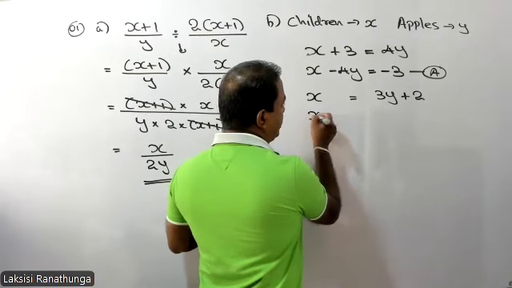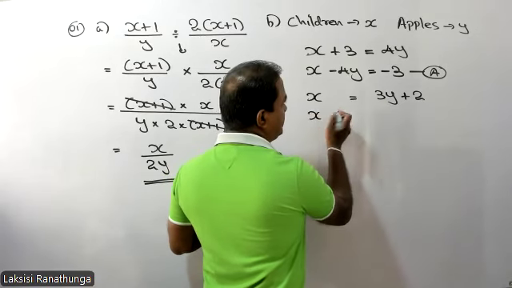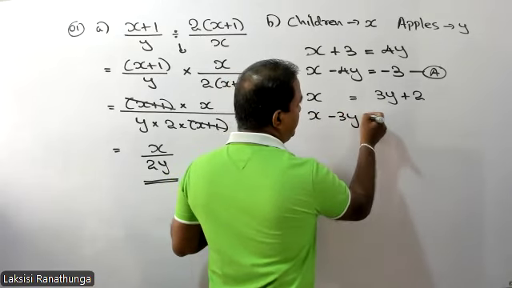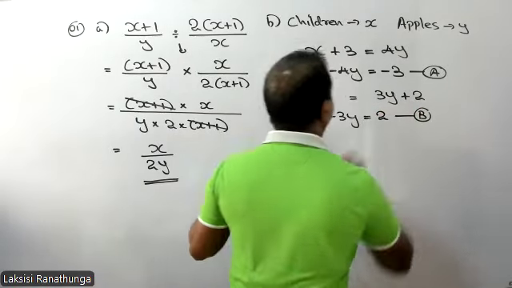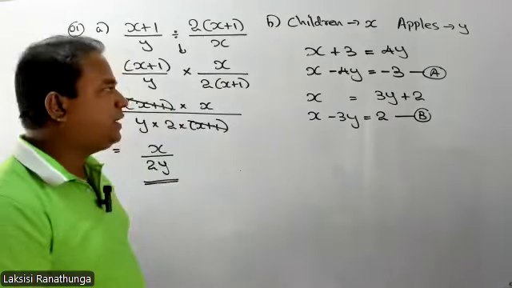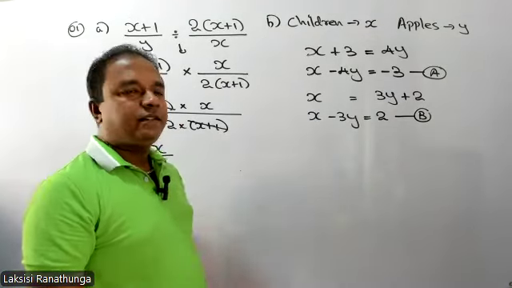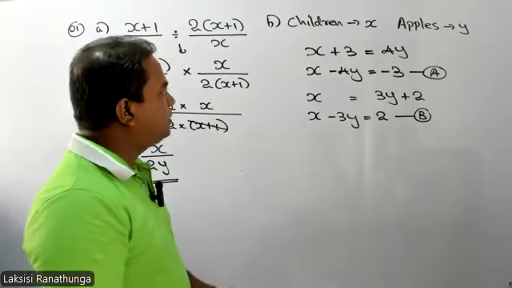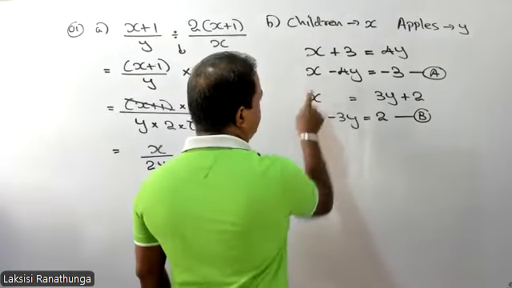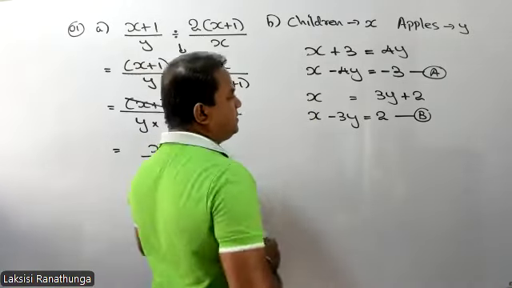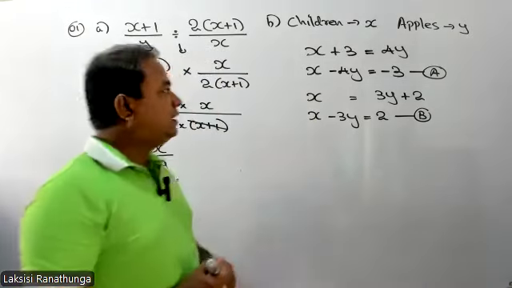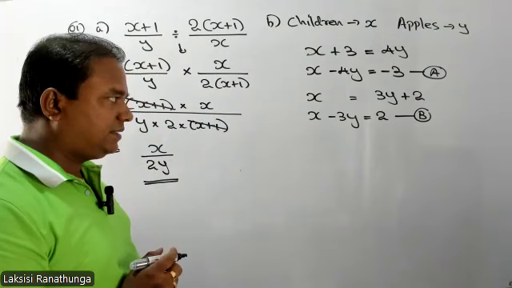Rearrange. x minus 3y, take the left side minus 3y, equal to the right side, which remains 2. Equation B. Now we have constructed two equations. Then solve them. Solve. This is plus 6, this is plus 6. Same signs and algebraic symbol x.